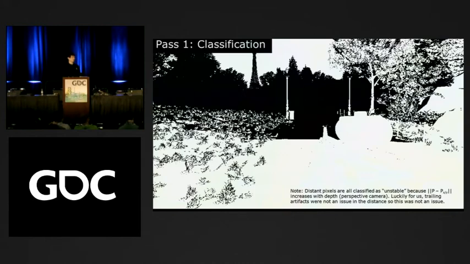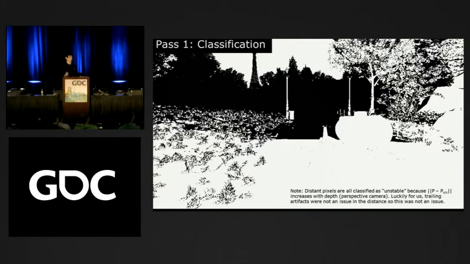Here's an example scene and the stability classification here. So the black pixels mean unstable, and the white means stable. As you can see, the grass and the trees have a lot of unstable pixels, which makes sense. But in the background, essentially all the pixels were black.